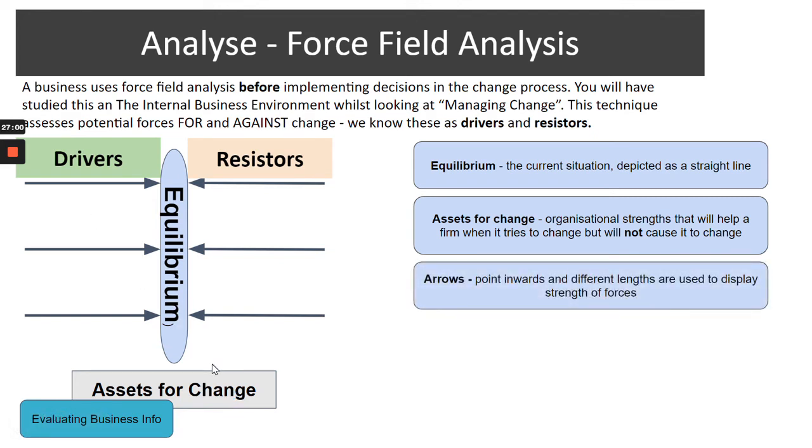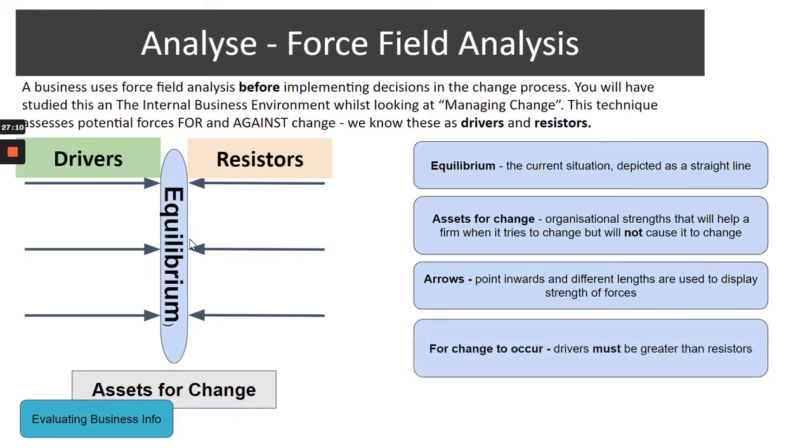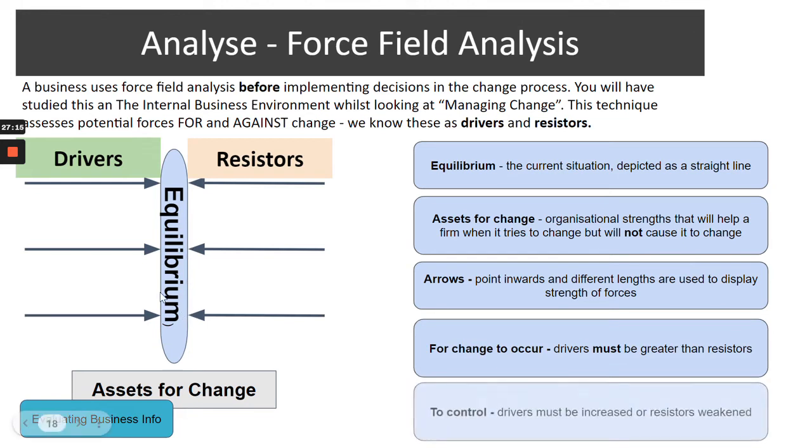Your arrows should point inwards and vary in length depending on the strength of your drivers and your resistors, and should touch your equilibrium line. For change to occur, drivers need to be greater than resistors, and to control, drivers must be increased or resistors weakened.